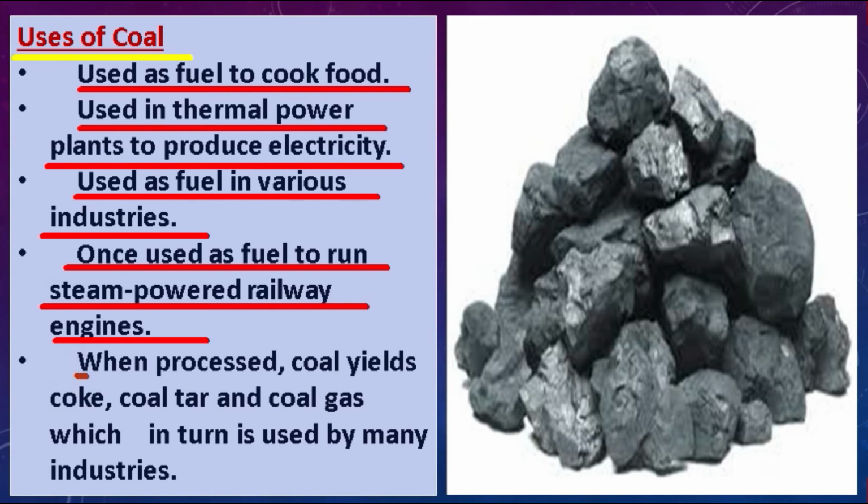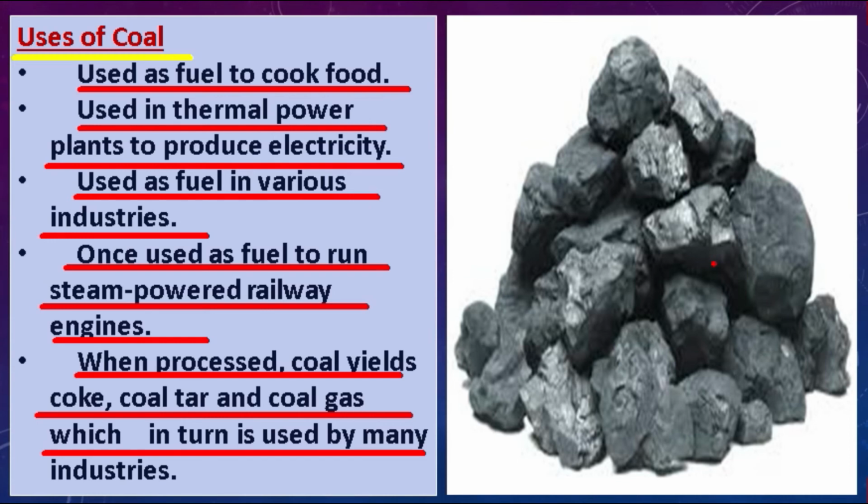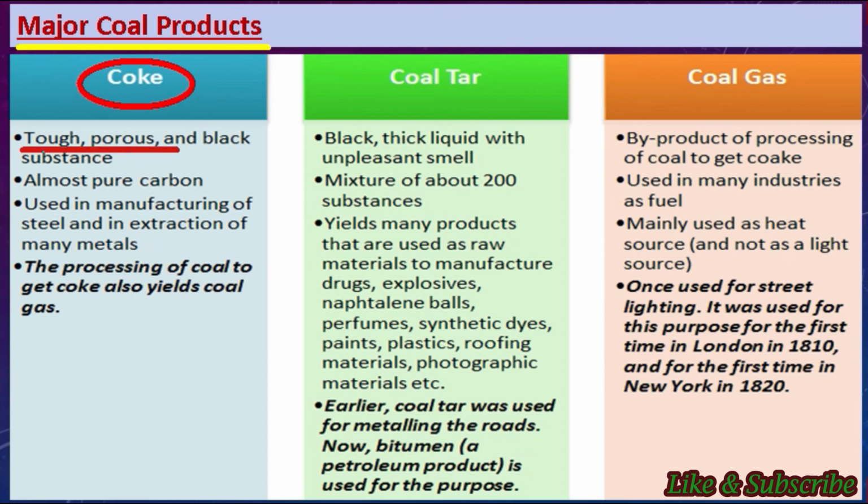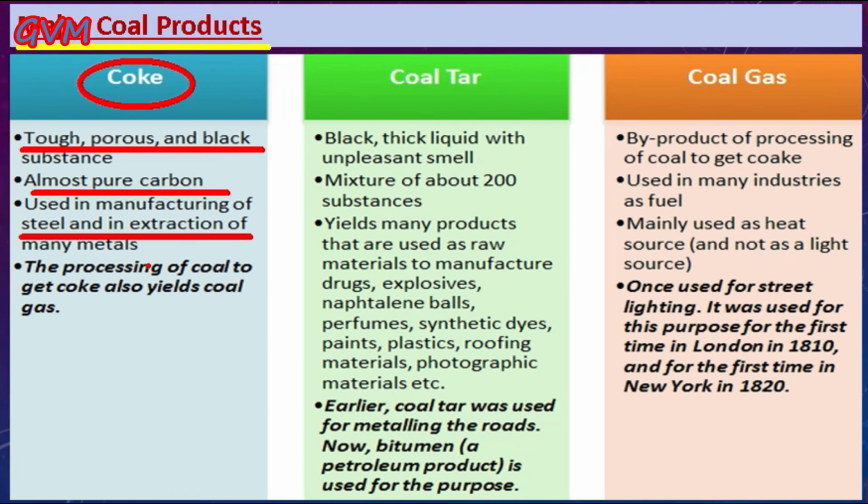And students, when this coal is processed further, it yields coke, coal tar and coal gas, which in turn are used by many industries. Now students, as you can see here the heading, major coal products. So the first coal product is coke. Students, this coke is generally formed when the coal is processed further. And in fact, not only coke, coal tar and coal gas are also formed. Students, this coke is a very tough, porous and black substance, and it is almost the pure form of carbon. And this coke is used in manufacturing steel and in extraction of many metals. And students, when we process the coal to get coke, it also gives us coal gas.